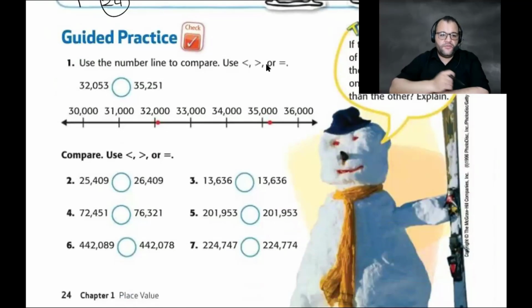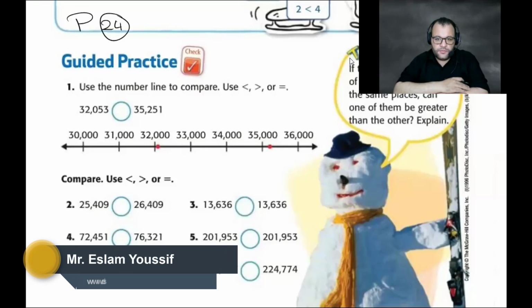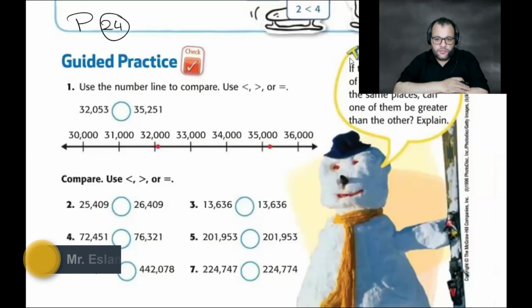So question number one. Who wants to solve with me? Question number one: we need to compare 32,053 and 35,251. If you know the answer, please raise your hand. Question number one, page 24. Or we can choose randomly. Taha? So what is the answer for question number one?